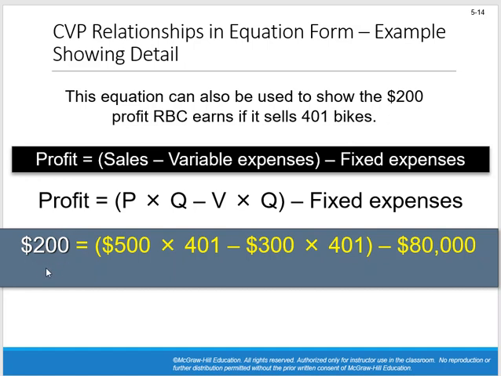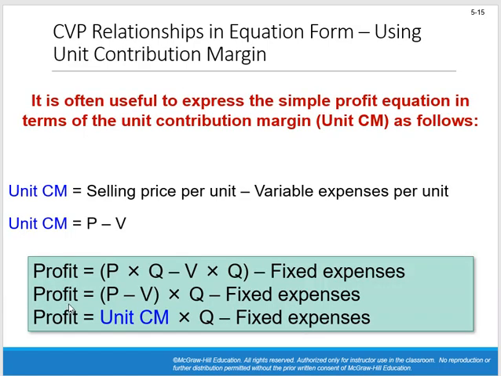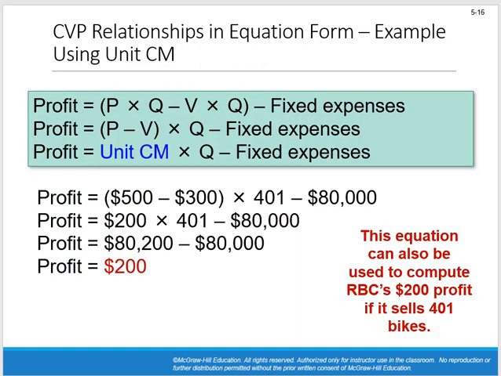So again, I don't think that we need all of this. Here, they've rearranged it even further, right? It's our unit CM times quantity minus fixed. But I still just keep coming back to the same thing. It's one bike above break even, therefore it's 1 times 200, profit would equal $200. What if we sell 405 bikes? Then we would take 5 bikes times 200 and we'd have a profit of 1,000. So I don't think we need all these fancy equations and formulas. If we just can think of our break-even point and how many units we are above or below break-even, we can solve pretty much anything.